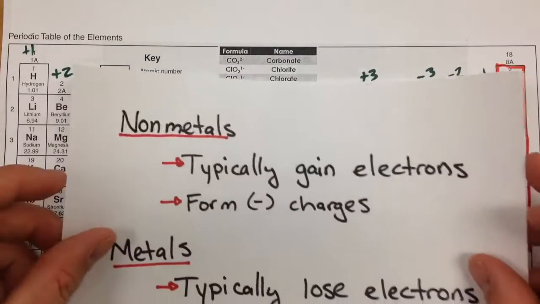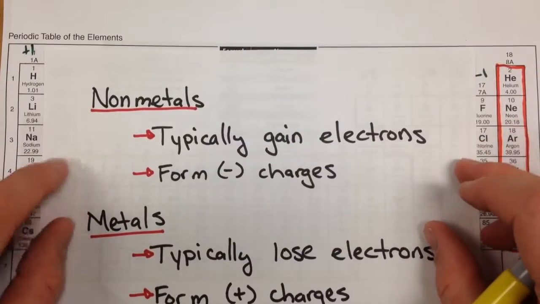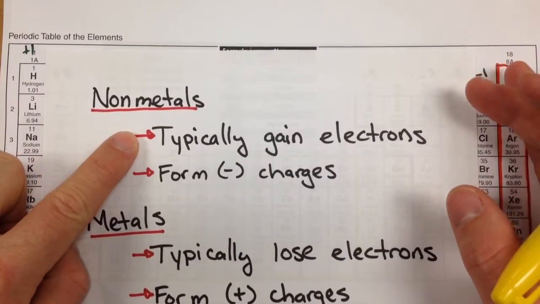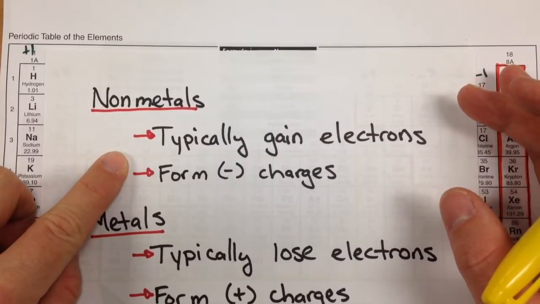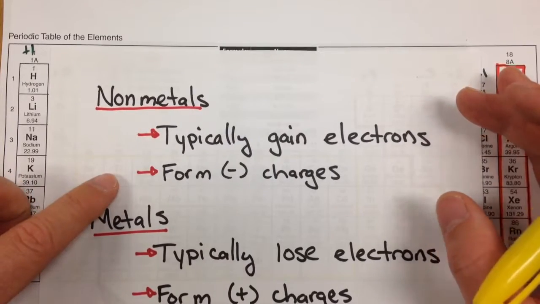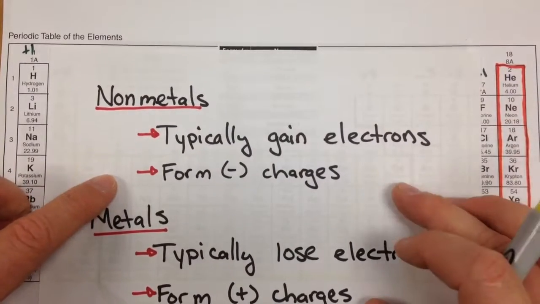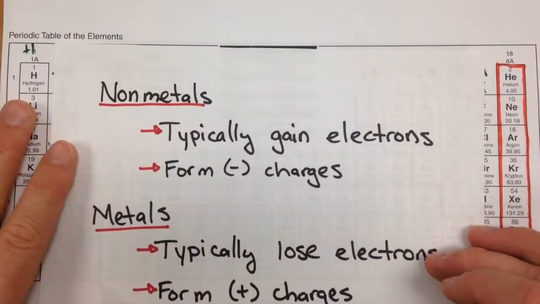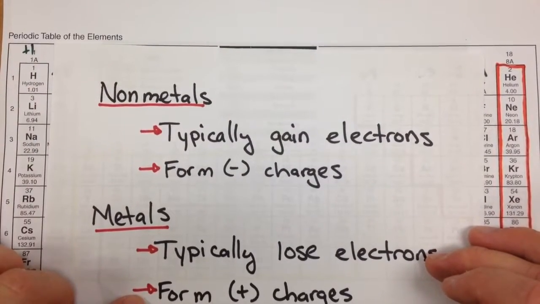Remember what we did here today. Nonmetals, the ones on the right-hand side, typically will gain electrons, forming negative charges, depending on how far away they are from being like a noble gas. And metals will typically lose electrons. These are on the left-hand side of the periodic table, forming positive charges.